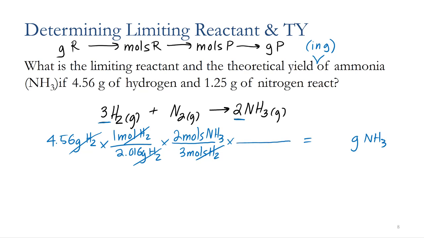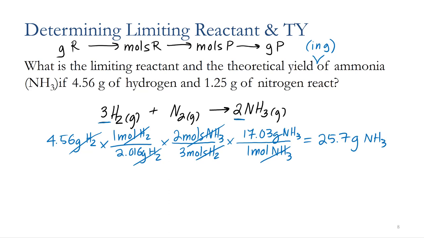And then, to go from moles of product to grams of product, I need the molar mass of ammonia. Nitrogen's 14.01, and then 3 hydrogens, let me throw this into my calculator. So we got 14.01 plus 3 times 1.008, that's going to give me 17.03, so 1 mole of ammonia on the bottom, 17.03 grams on top. Moles of ammonia cancel out. So to figure out how many grams of ammonia I produce, I'm just going to take 4.56 divided by 2.016 times 2 divided by 3 times 17.03. And that's going to give me 25.7 grams with 3 sig figs.